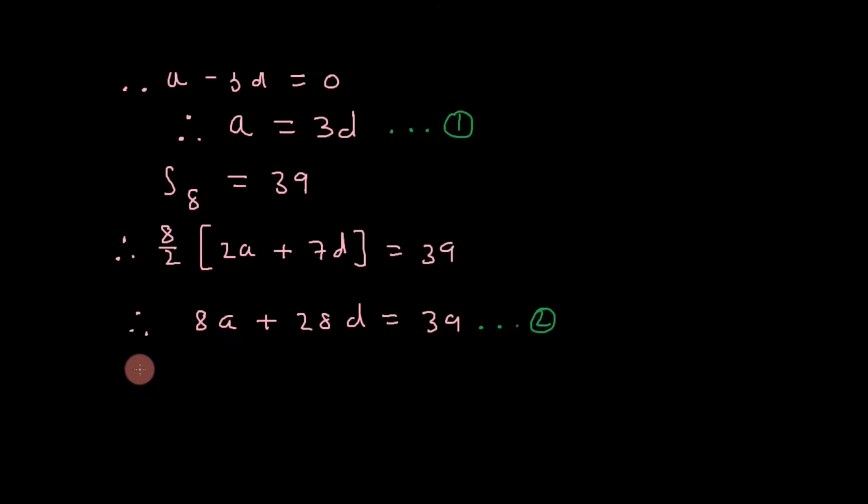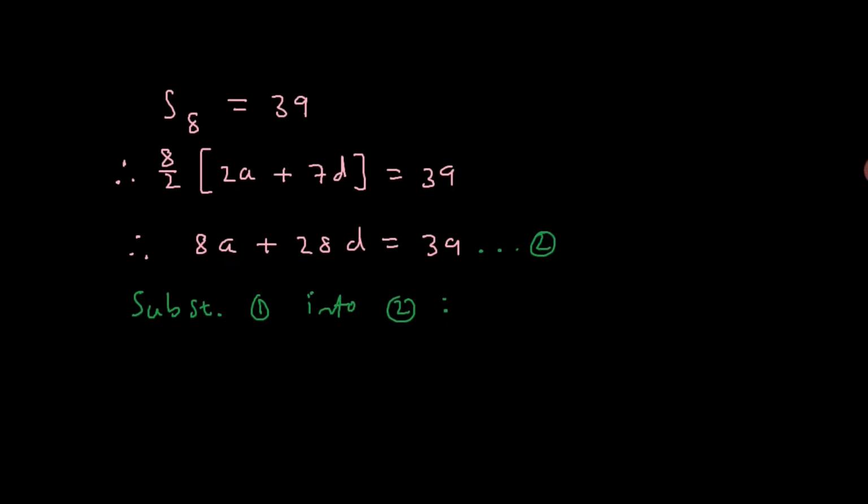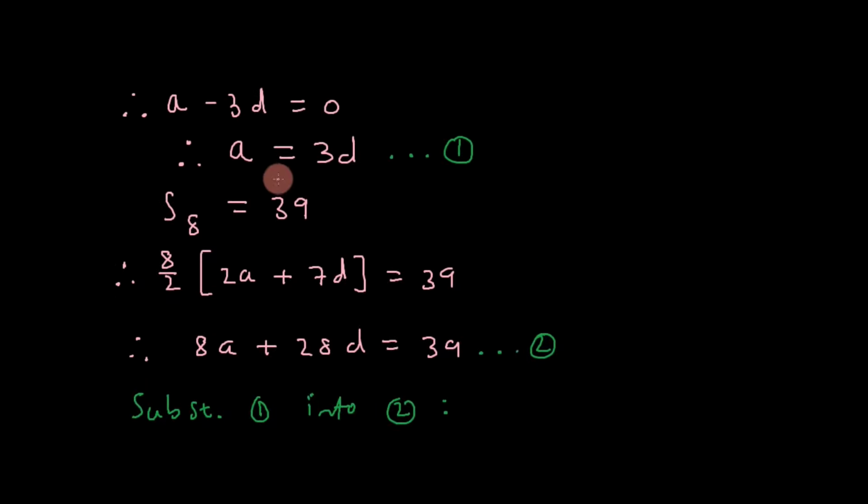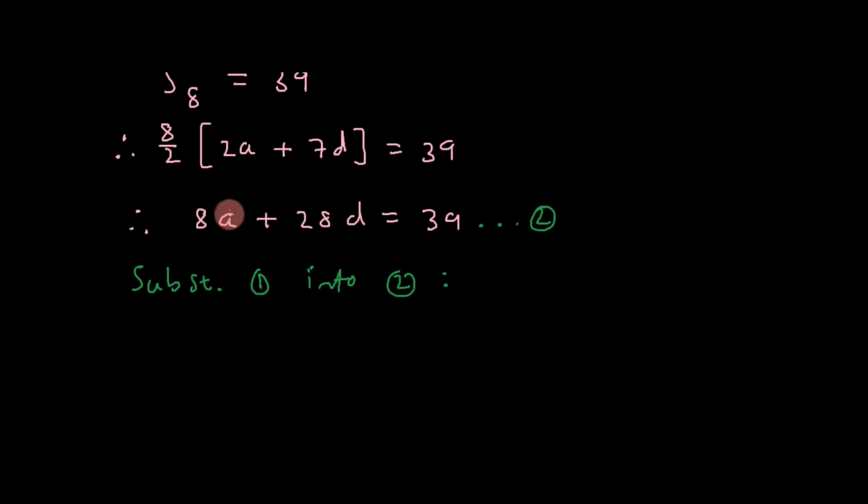Now we can substitute equation 1 into equation 2. So let's see what we get. Now equation 1 says a is equal to 3d. So we're going to replace a with 3d in equation 2. So 8 times 3d plus 28d is 39.